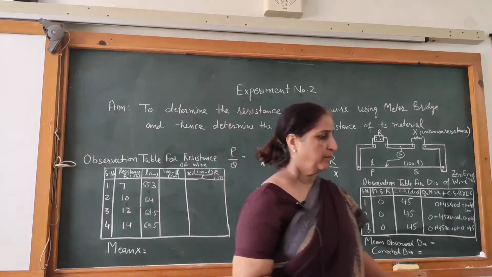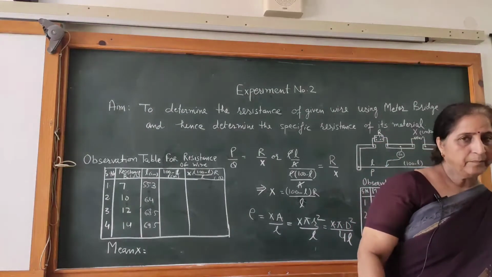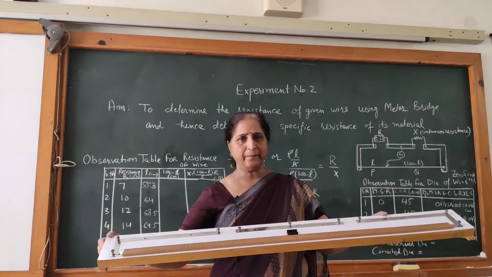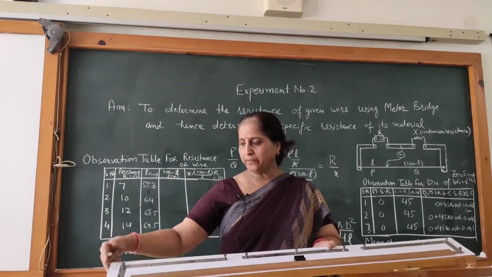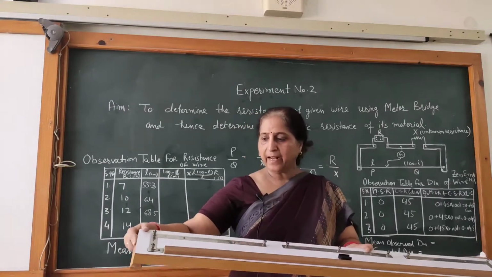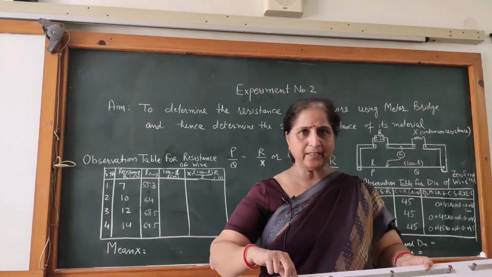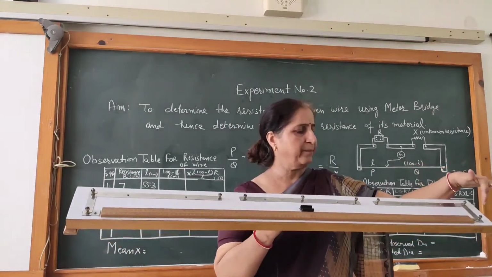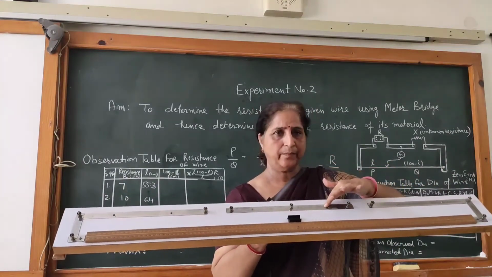The apparatus for performing the experiment is mainly, you can see here, this is meter bridge. Meter bridge I am showing. In meter bridge, you can observe there are L-shaped metal strips. This is an L-shaped metal strip. This is the second L-shaped metal strip. This is a straight strip.